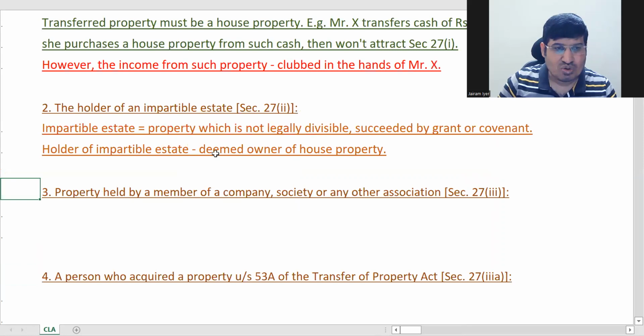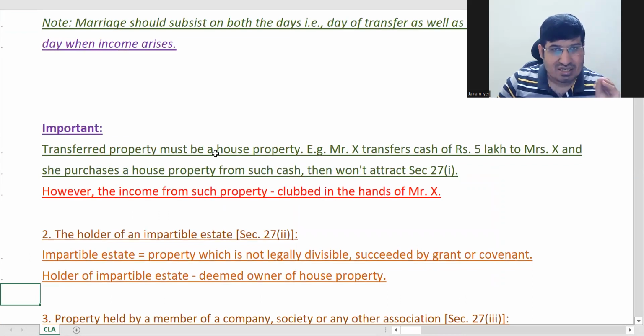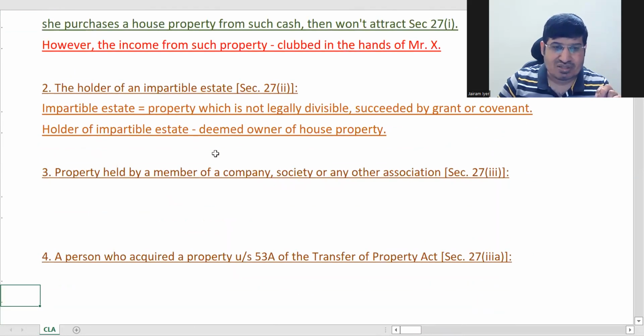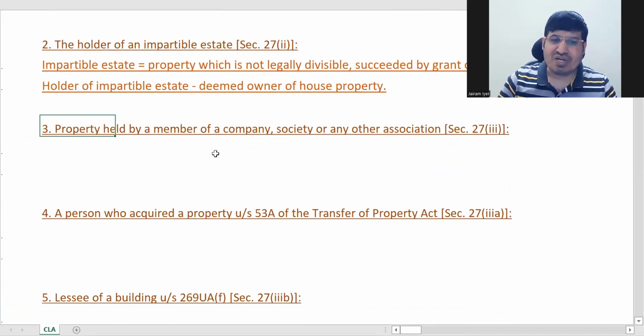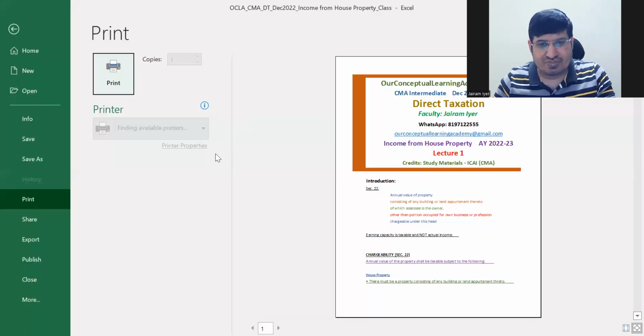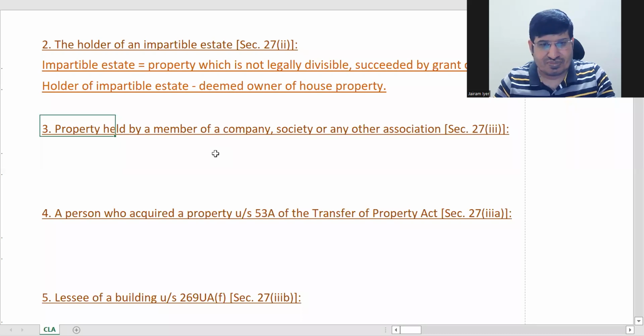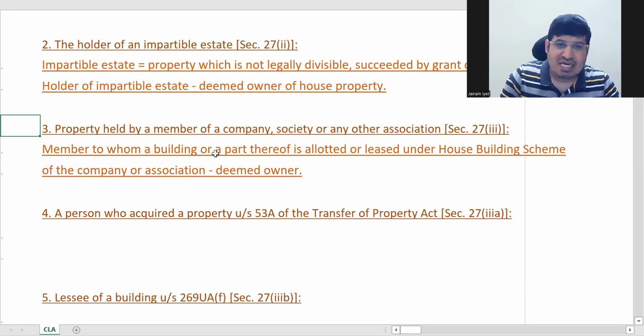Okay, so two things are done. First, spouse and minor child for inadequate consideration, and holder of impartible estate. Both these are deemed owners. Third is property held by member of company, society or other association, to whom a building is leased under a house building scheme.